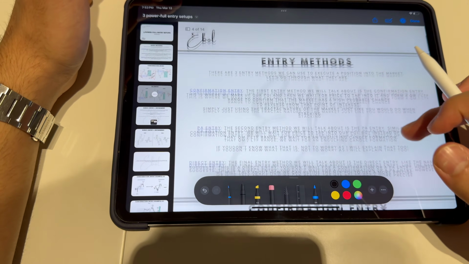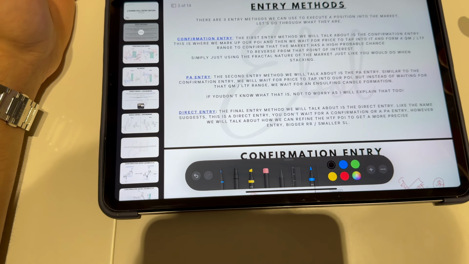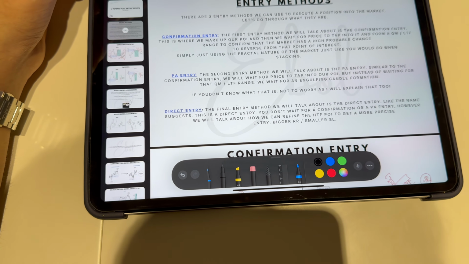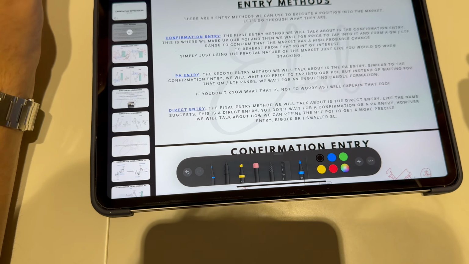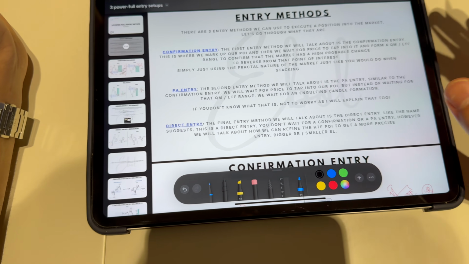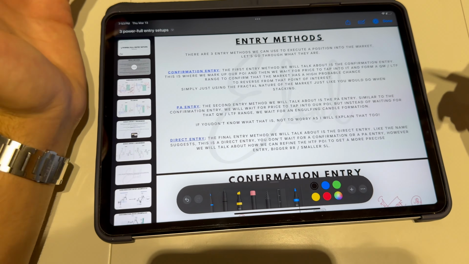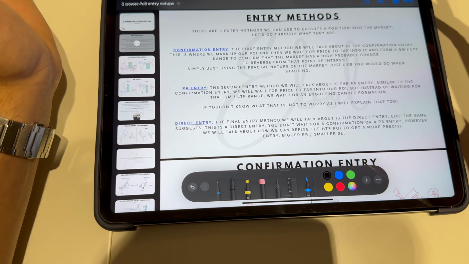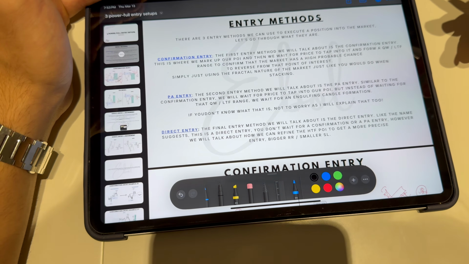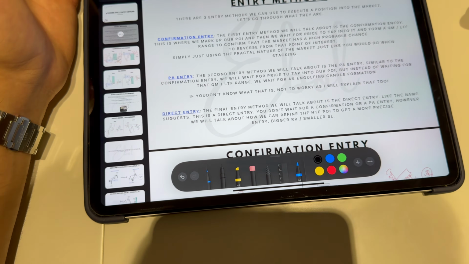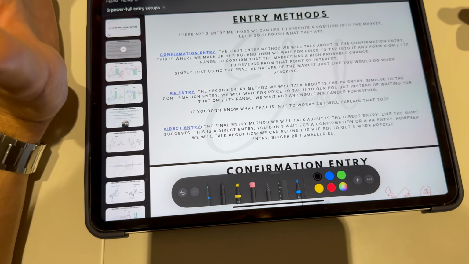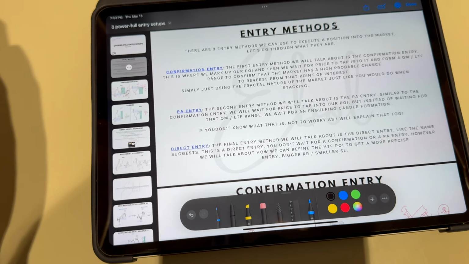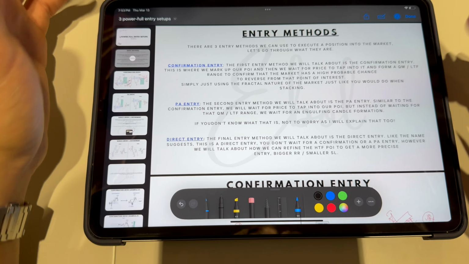So now let's dive into the PA entry. The second entry method we will talk about is the PA entry. It's similar to the confirmation entry, but the difference is we will wait for the price to tap into our POI, which is the same step as the confirmation entry. But instead of waiting for a low time frame range, we wait for an engulfing candle formation. If you don't know what the engulfing candle is and which concept I'm talking about, I'm going to show you an example, no worries.